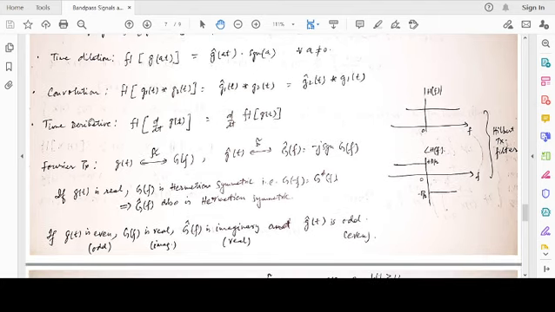Time derivative. The Hilbert transform of the derivative of g(t) is basically the derivative of the Hilbert transform of g(t). So you can directly plug in the relationships and obtain this result.